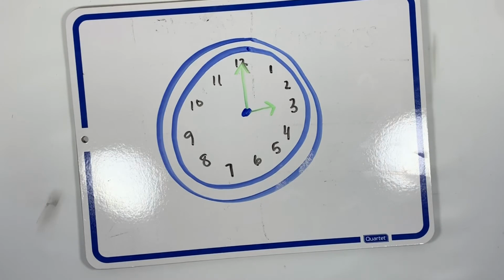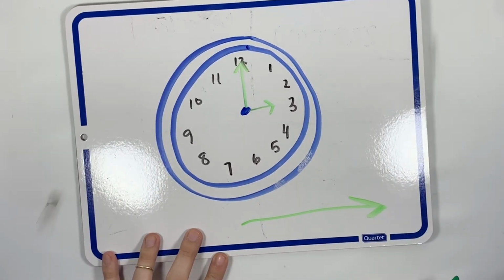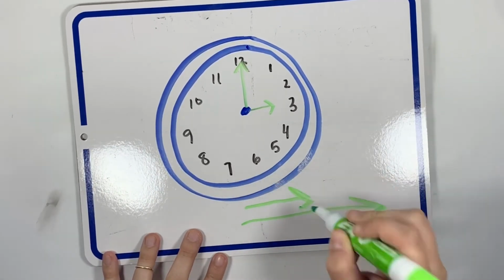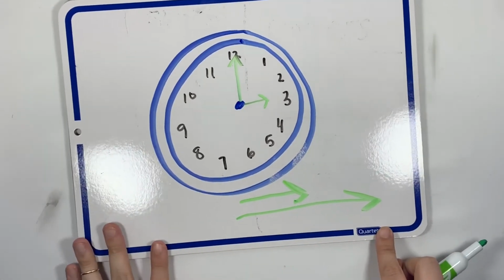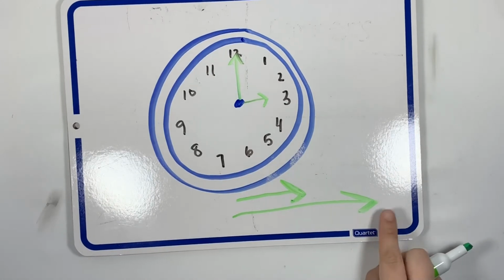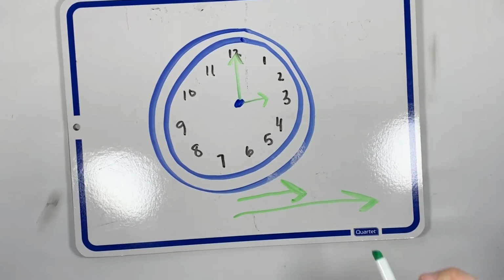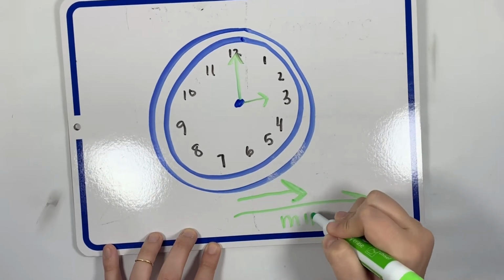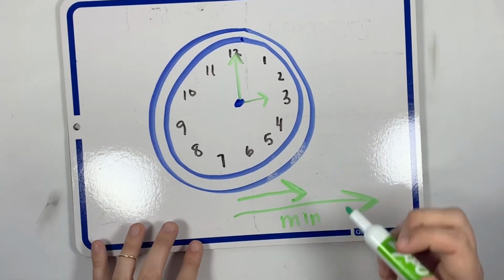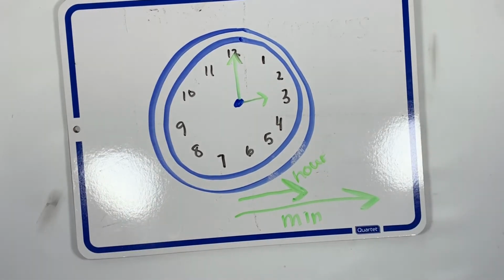So we have two hands. We have a long hand that has an arrow at the end. And then we have the short hand, which is shorter than the long hand, but it also has an arrow at the end. Now, the long hand stands for the minute, so I'm going to write min underneath the long hand. The short hand stands for the hour, so I'm going to write hour next to that one.